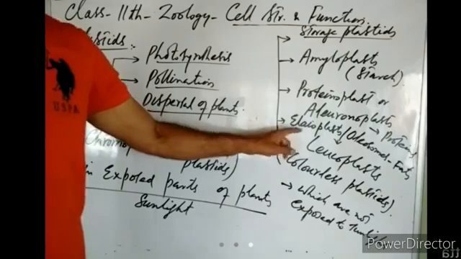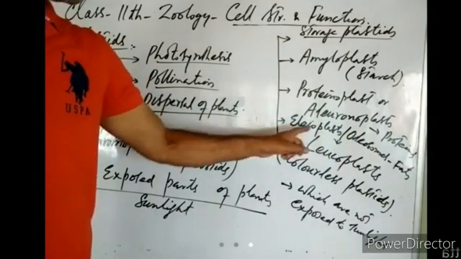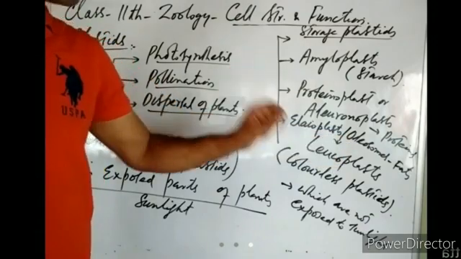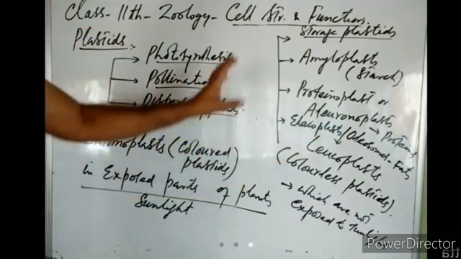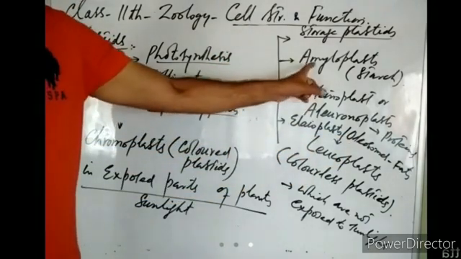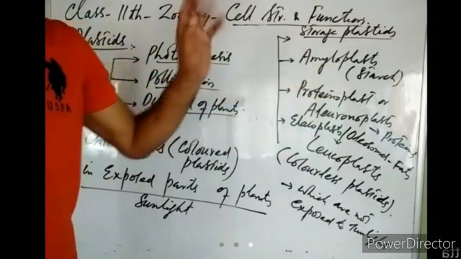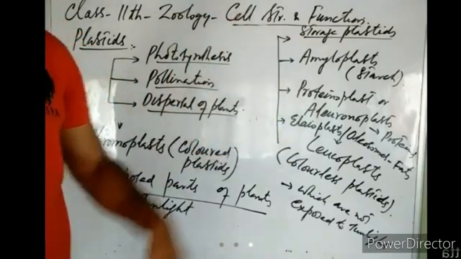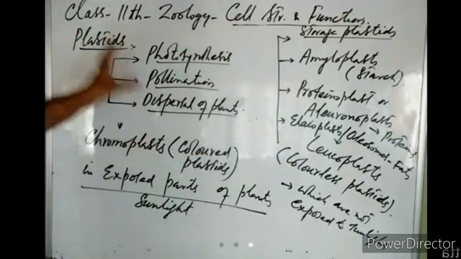Some leucoplasts are involved in storage of fat. We call those leucoplasts eleoplasts or oleosomes, right? So these leucoplasts are storage plastids, involved in storage of starch, proteins, and fats. Accordingly, they are known as amyloplasts, proteinoplasts, or eleoplasts, right? While chromoplasts are concerned with photosynthesis, pollination, and dispersal.